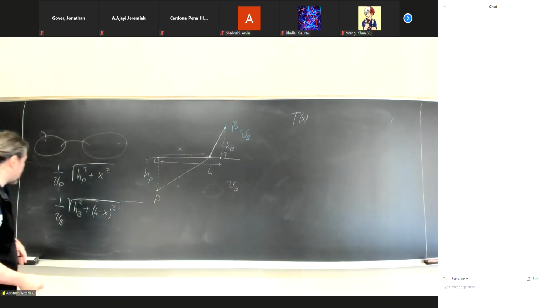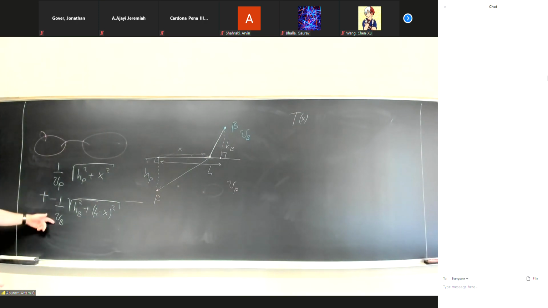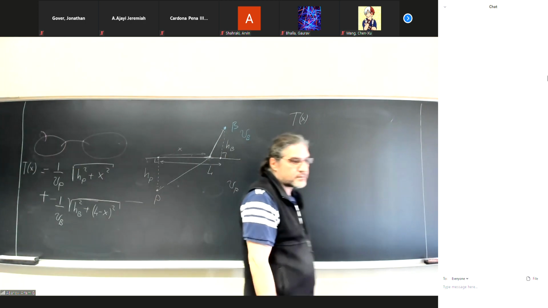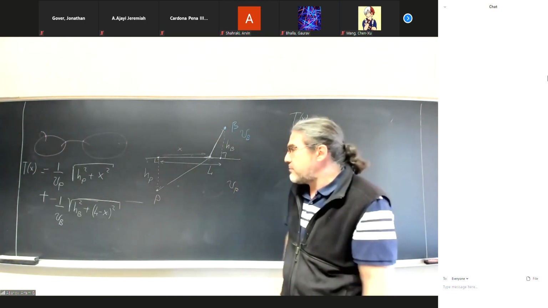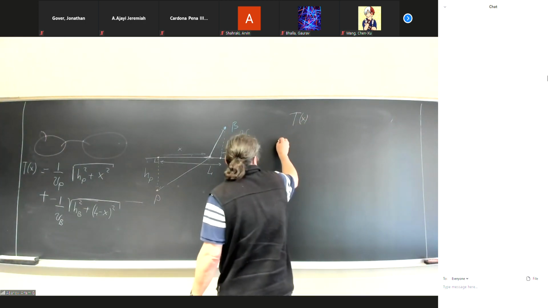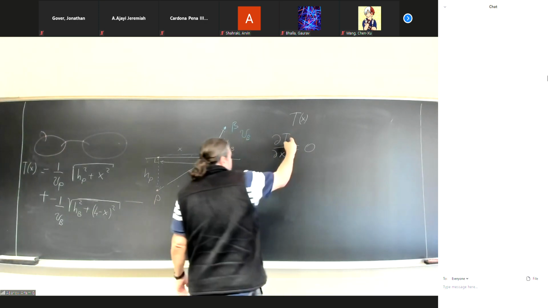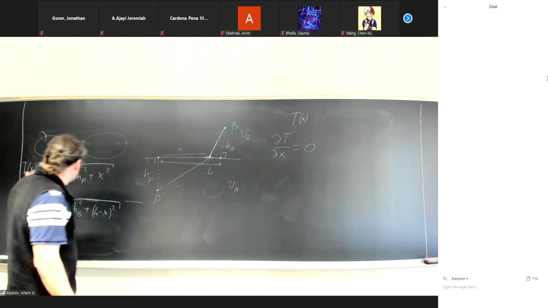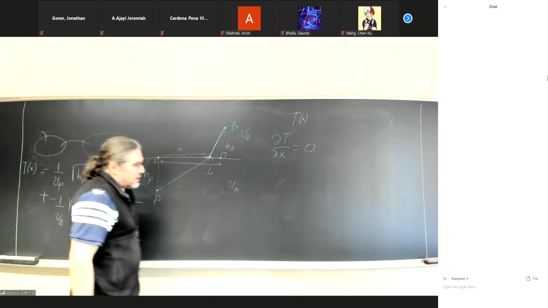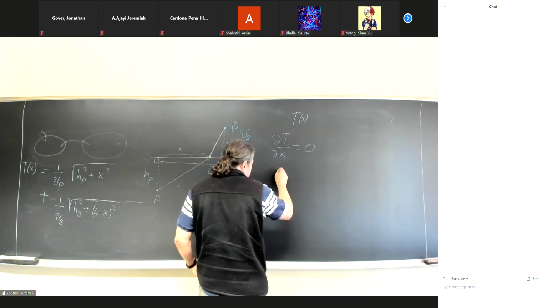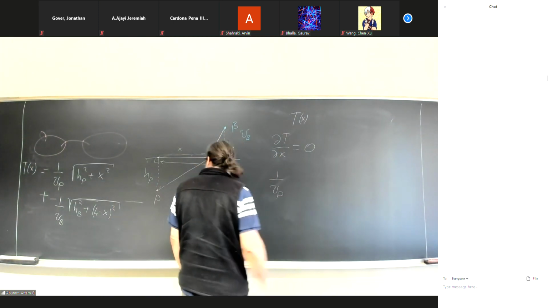So the total time of travel, I just need to sum them up. And this is exactly my function t as a function of x. Time of travel as a function of position of this point. Now I need to find the minimum of this function. So what I need to do, I need to solve the equation: the derivative of this function with respect to x to be equal to 0.